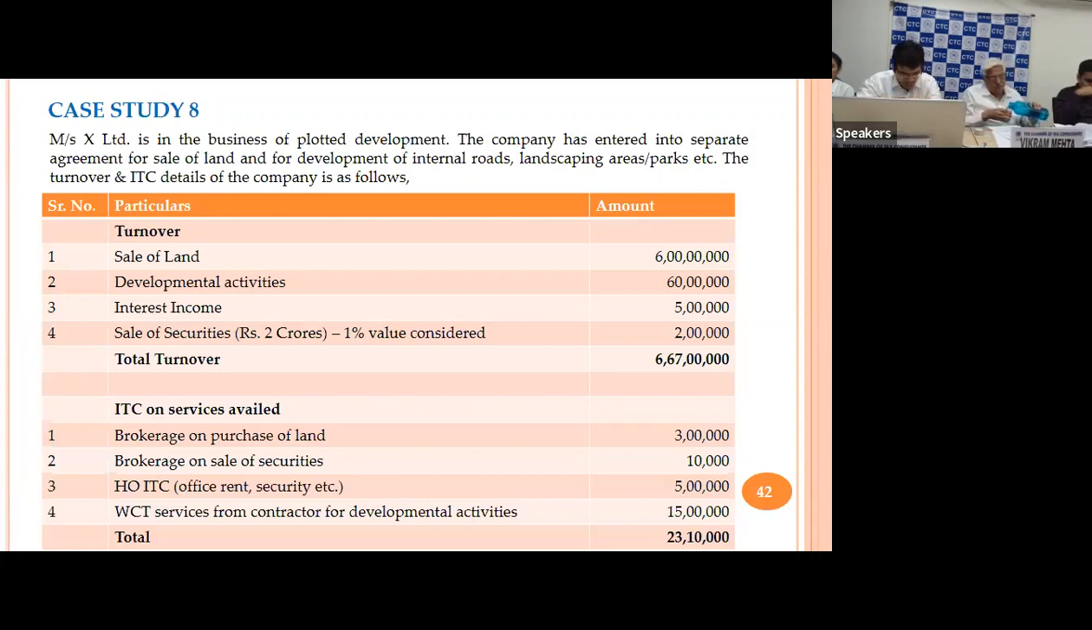So the turnover of the company is: sale of land is 6 crores. Development activities 60 lakhs. Interest income 5 lakhs. Security sale is 2 crores, of which 1% value is considered for the purpose of Rule 42, 43, 2 lakhs. So total turnover which you have declared is 6 crores 67 lakhs. Declared as in, of course, your turnover is much more than that because of sale of securities.